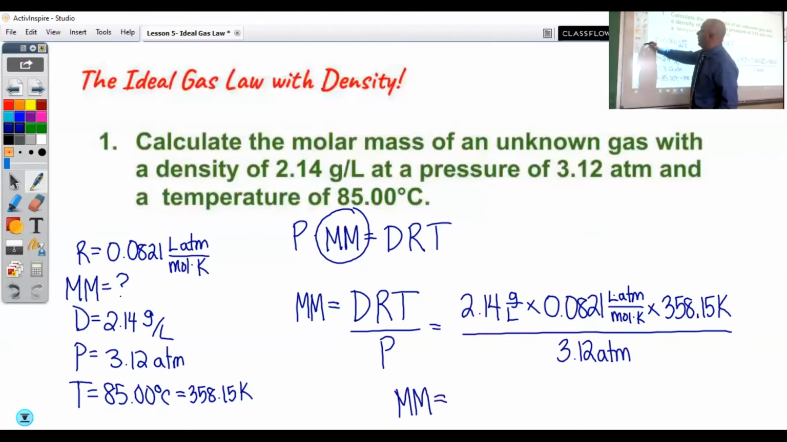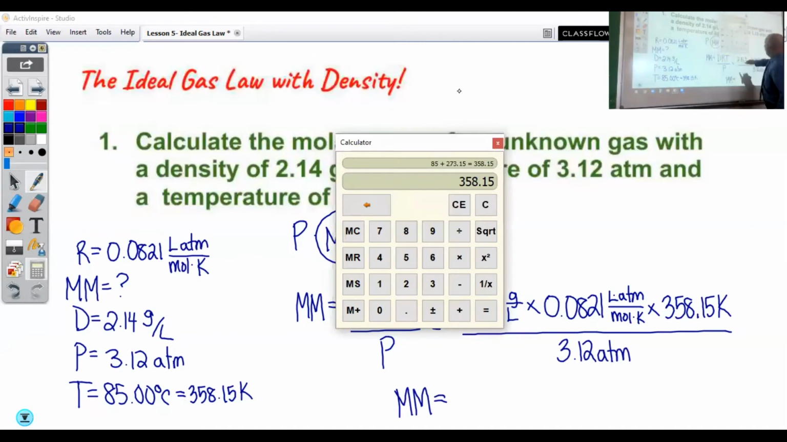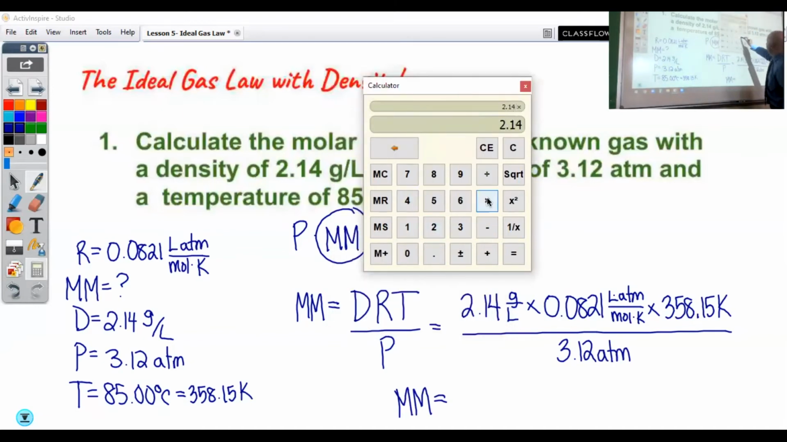So into our calculator, we're going to type our 2.14 times our value for R, 0.0821, times our temperature, which we converted to Kelvin, and we're going to divide all of that by our pressure, which in this case is 3.12 atmospheres. We wind up, and we're going to keep three significant figures, with a molar mass that's equal to 20.2 grams per mole. Let's go back and look at our question.